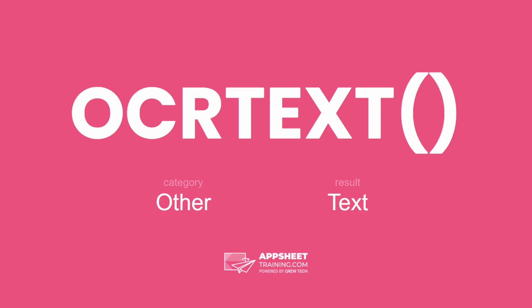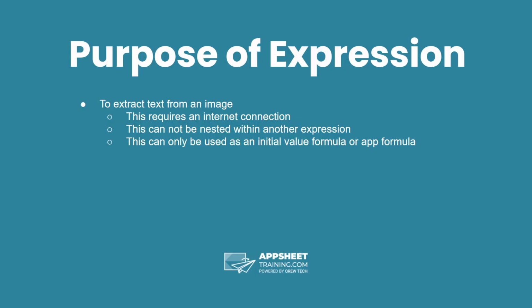The OCR text expression is in the category Other and has a result of a text data type. The purpose of this expression is to extract text from an image. There are a few constraints that are unique to this expression that we would like to go over now.